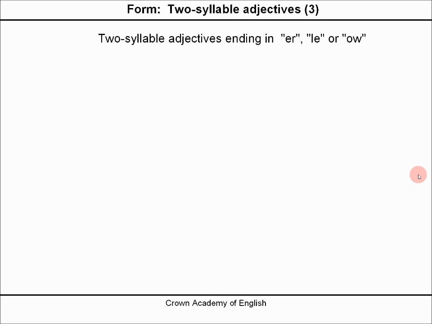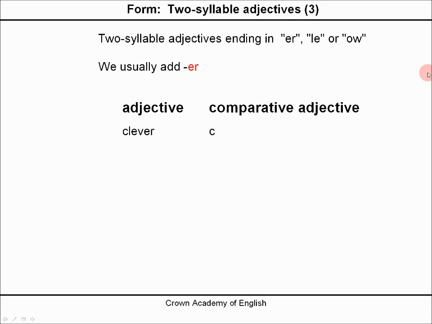Two-syllable adjectives ending in ER, LE, or OW. So these are exceptions. And so for most of these adjectives, we add ER. Clever, cleverer. It's quite difficult to say it. Cleverer. Gentle, gentler. Narrow, narrower.